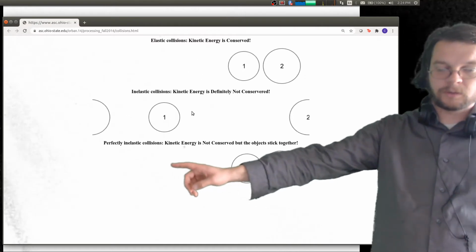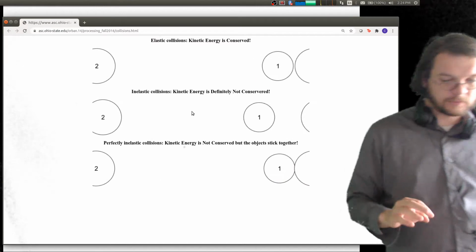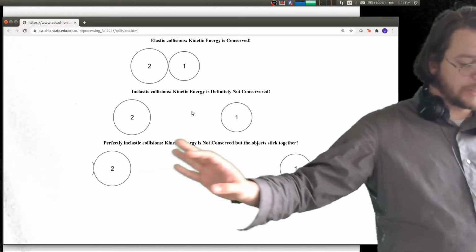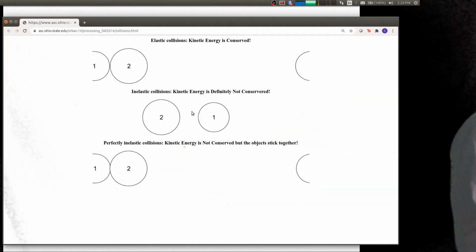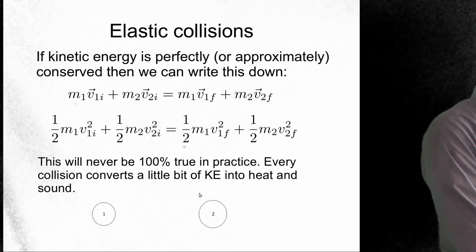Sometimes this is called completely inelastic. I don't know, different high school teachers say different things. Some people say perfectly inelastic, other people say completely inelastic. They're different names for the same thing, as far as I'm concerned.